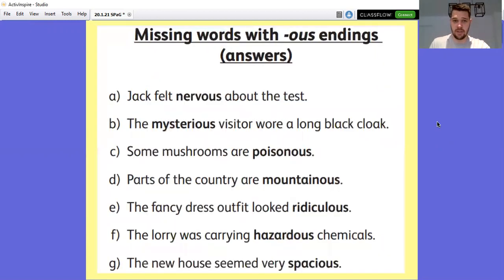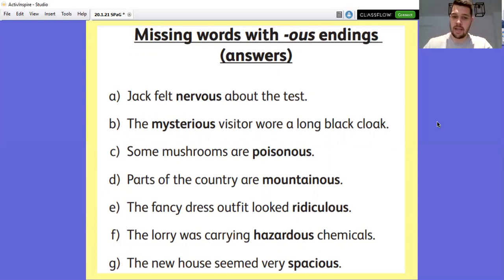Okay, so we have Jack felt nervous. The mysterious visitor wore a long black cloak. Mystery, remove the Y, add IOUS. Some mushrooms are poisonous. We can just add the OUS. Parts of the country are mountainous. We can add the OUS.